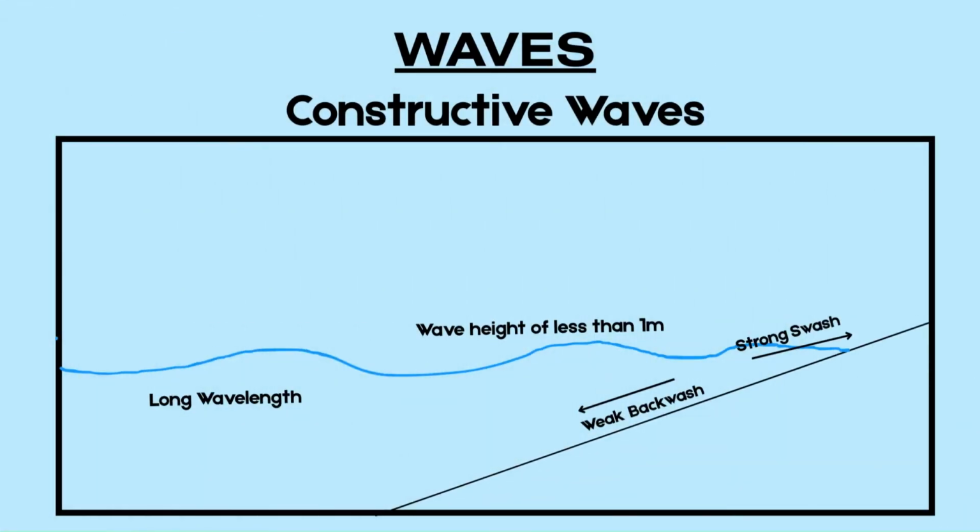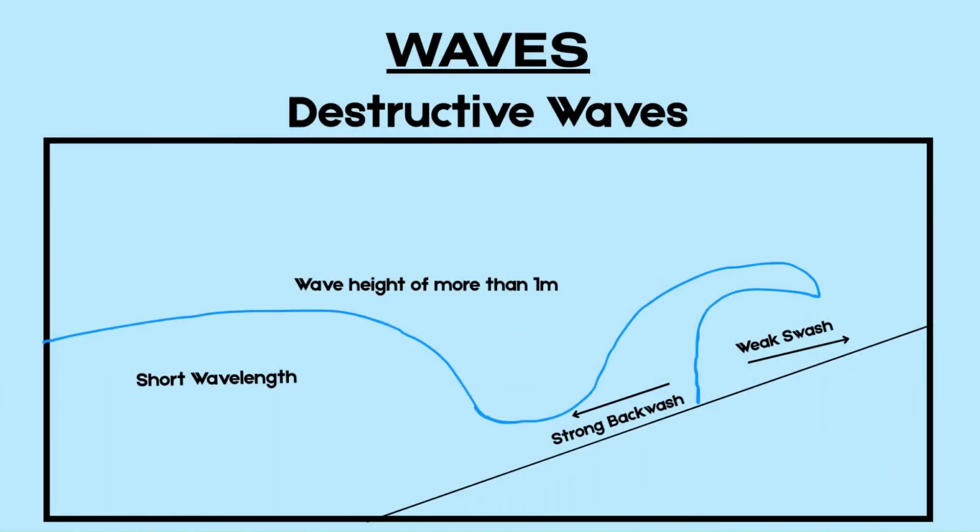Constructive waves have a strong swash and a weak backwash. This means they build up the beach. The waves have a wave height of less than 1 meter and a long wave length. They also have a low frequency and are formed in calm conditions.